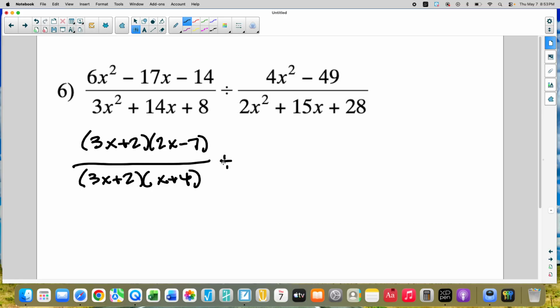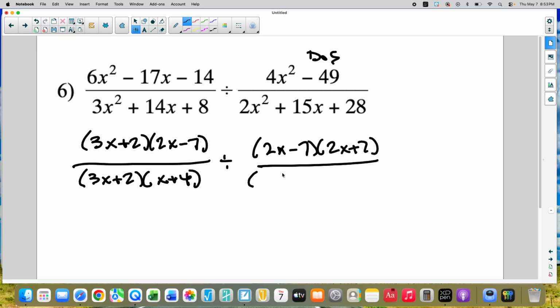Now I'm going to write it as division because I'm just factoring. This is the difference of squares. You should recognize difference of squares. 2x minus 7, 2x plus 7. And then this is going to give us 56, and 7 and 8 add up to 15. So this is going to give us 2x plus 7 and x plus 4. So that gives us 28. This gives us a 2x. This is 7 and 8, which gives us 15.